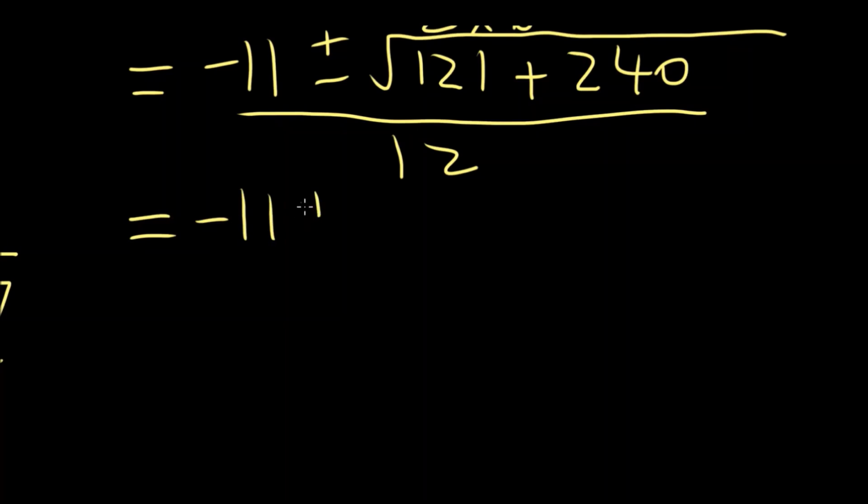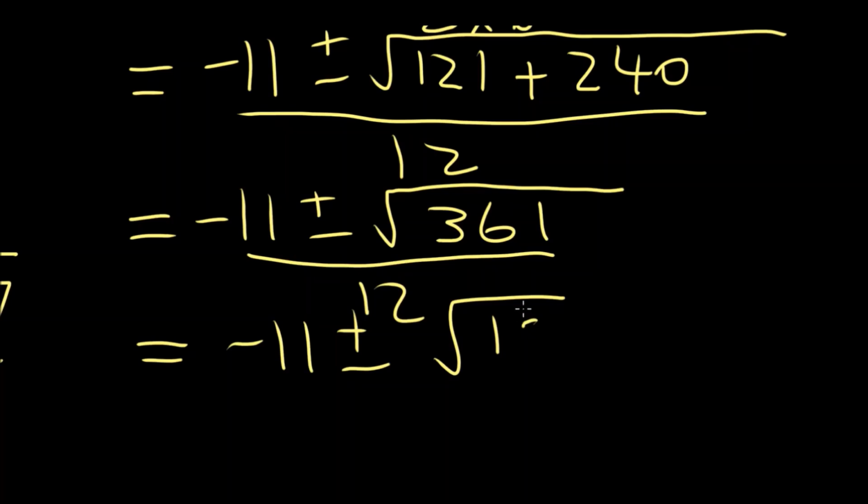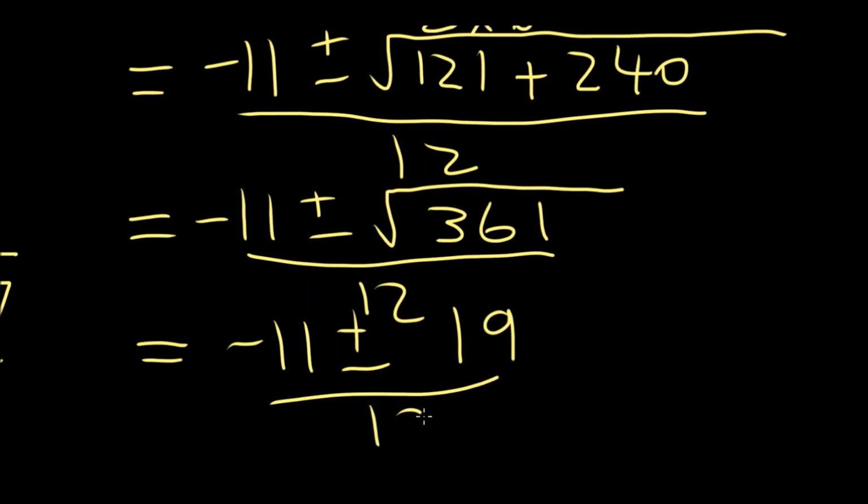Minus 11 plus or minus 121 plus 240 is 361. It looks like a perfect square. Divide by 12. Now, what's the square root of 361? You can use a calculator if you like, but it turns out to be 19, right? Plus or minus the square root of 19. No, not the square root. Plus or minus 19 divided by 12.